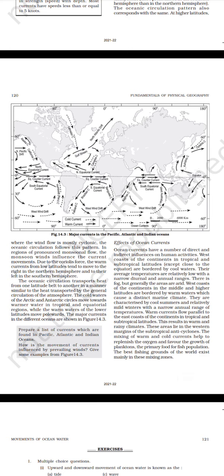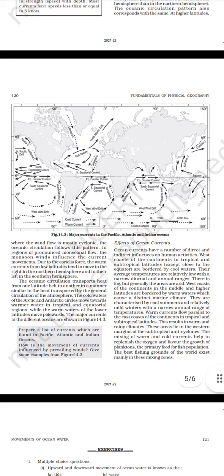Effects of ocean currents. Ocean currents have a number of direct and indirect influences on human activities. West coasts of the continents in tropical and subtropical latitudes, except close to the equator, are bordered by cool waters. Their average temperatures are relatively low with a narrow diurnal and annual ranges. There is fog, but generally the areas are arid.